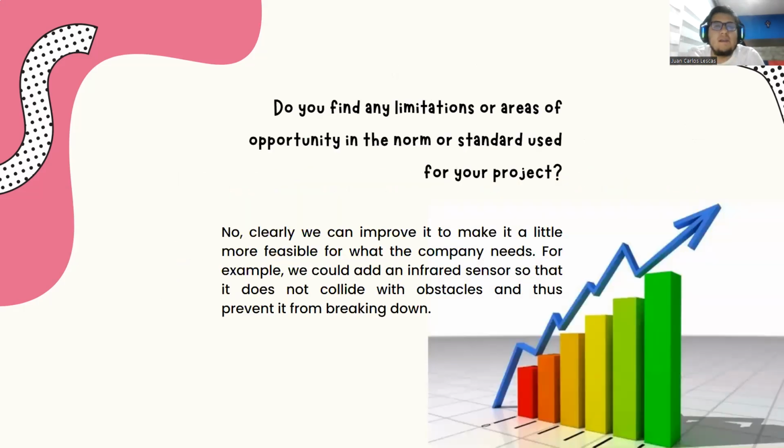Do you find any limitations or areas of opportunity in the norm or standard used for your product? Clearly, we can improve it to make it a little more feasible for what the company needs. For example, we could add an infrared sensor so that it does not collide with obstacles and thus prevent it from breaking down.